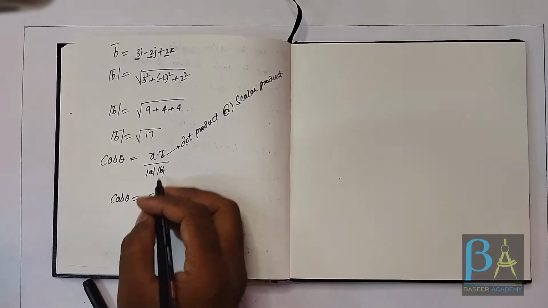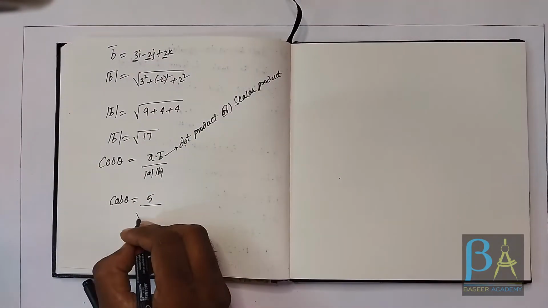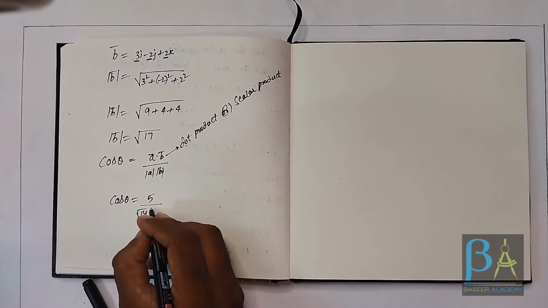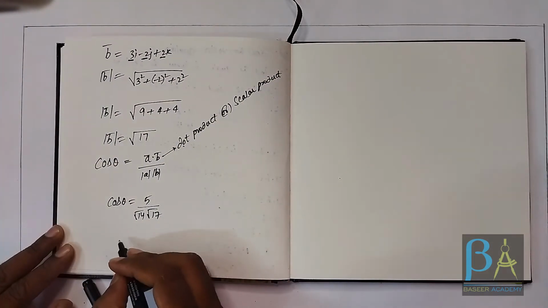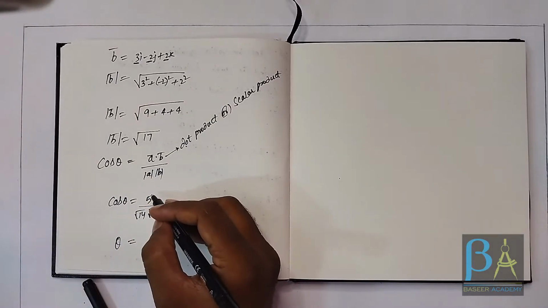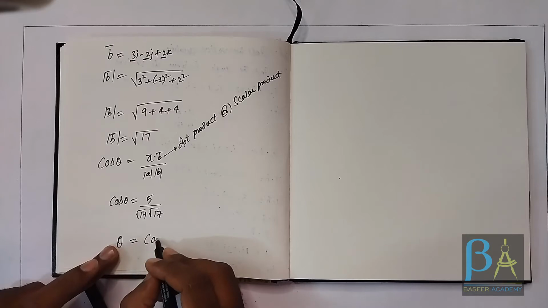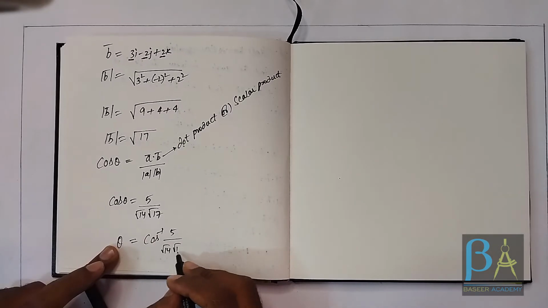Now a dot b, I have written it as 5 by mod a. Mod a is root 14, and then mod b is root 17. Now we were supposed to find out the angle, right? So theta is going to be cos inverse. If I transpose it from the left hand side to the right hand side, it becomes cos inverse of 5 by square root of 14 root 17.